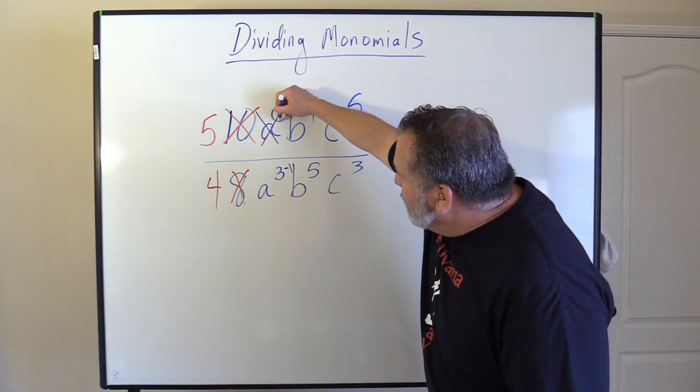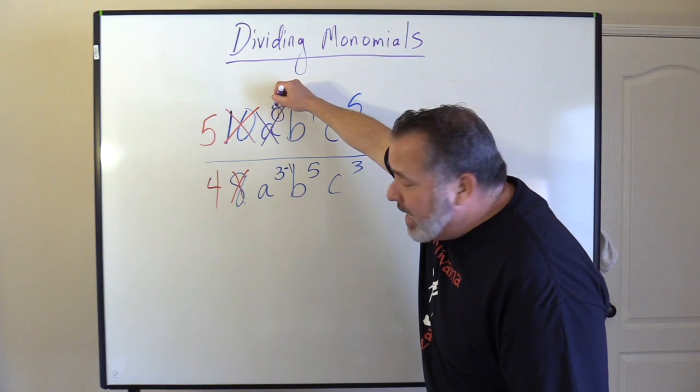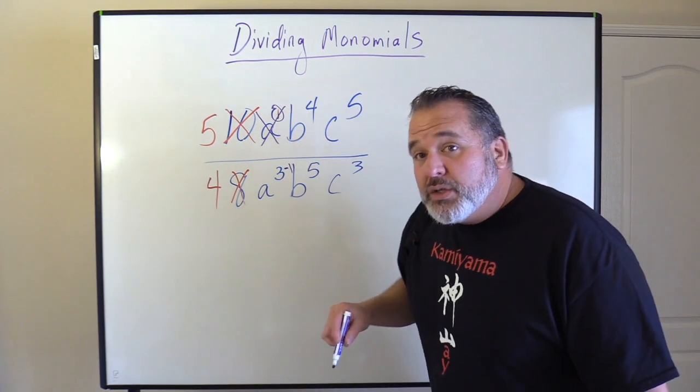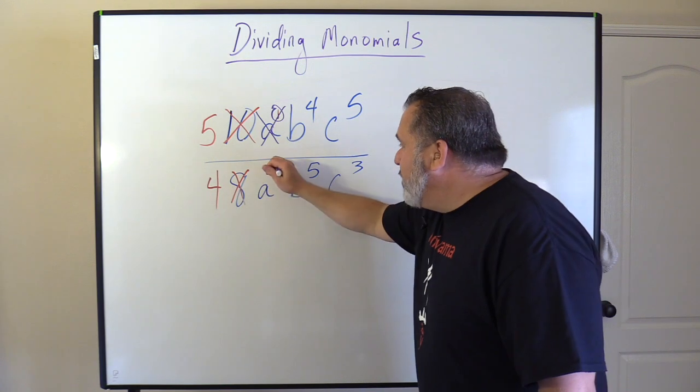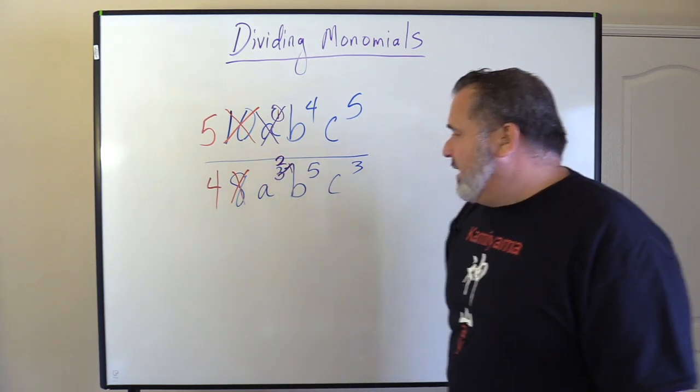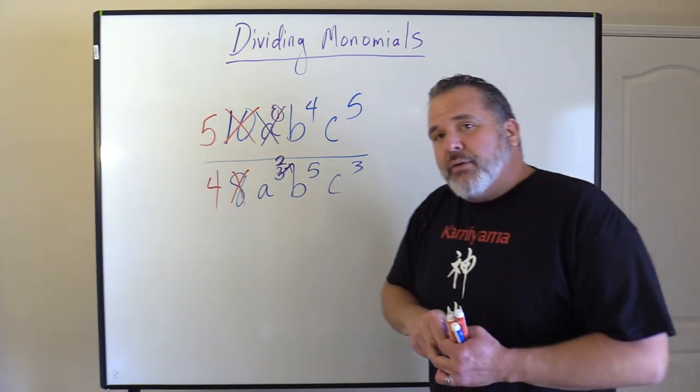Because I got the 1 from right here. That's the exponent with the A on top. And so 3 minus 1 is what? It's 2. So I'm going to put a 2 here and I'm going to get rid of that. My A's are taken care of.